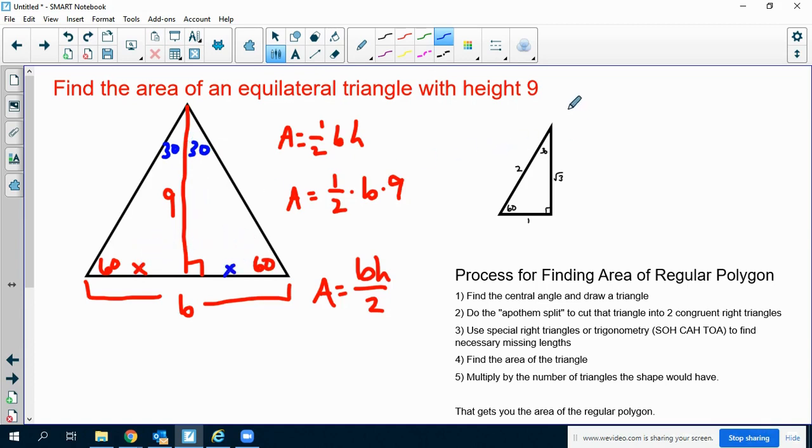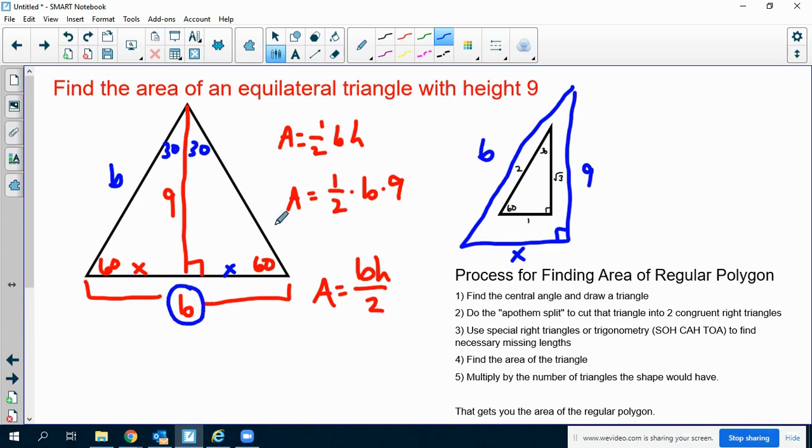Now, what I can do is, since this is a 30, 60, 90 triangle, I can set this up where I see that the side across from the 30 is X, the side across from the 60 is a 9, and the side across from the 90 is the length of the side, which is B for base. Now, I could find X or I could find B. Either one is okay. I need to eventually get B, so I might as well just get B now, and I don't even need to worry about X.